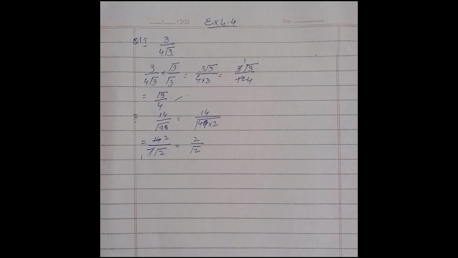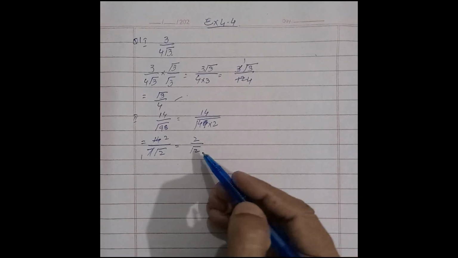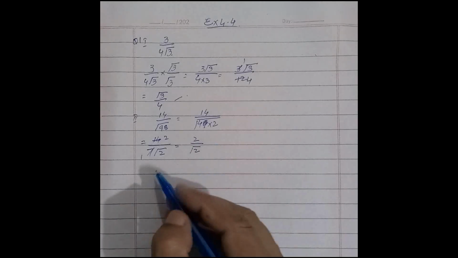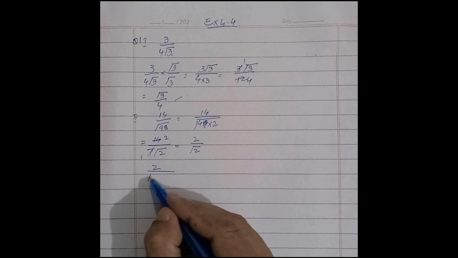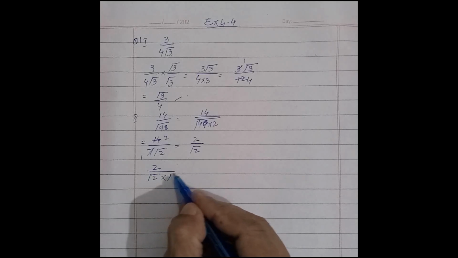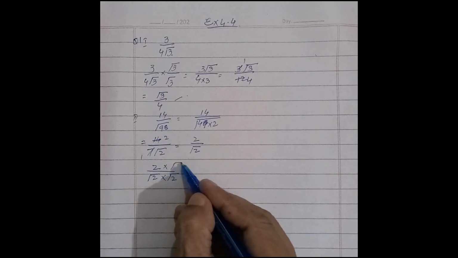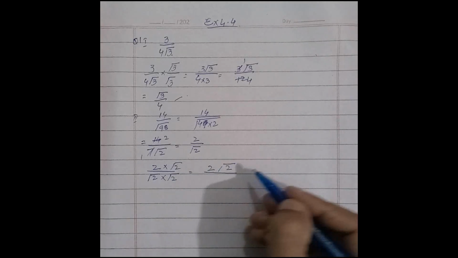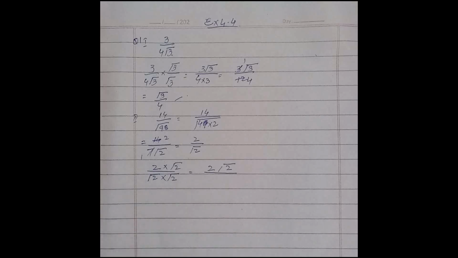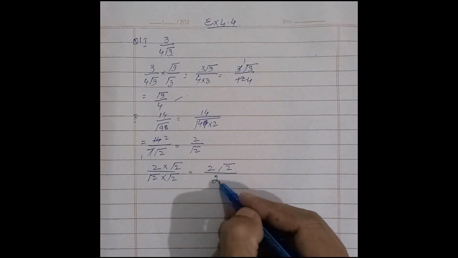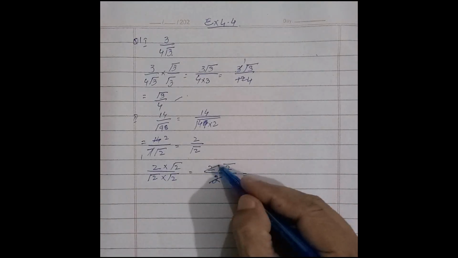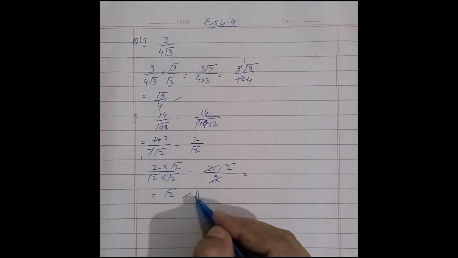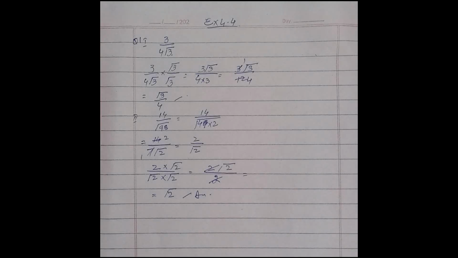Now we simplify the denominator by multiplying square root 2 with numerator and denominator. 2 over square root 2 multiplied by square root 2 over square root 2. The answer is 2 square root 2 over square root 2 multiplied by square root 2, we get 2. And 2 cancels with the 2, we get square root 2 as the answer.